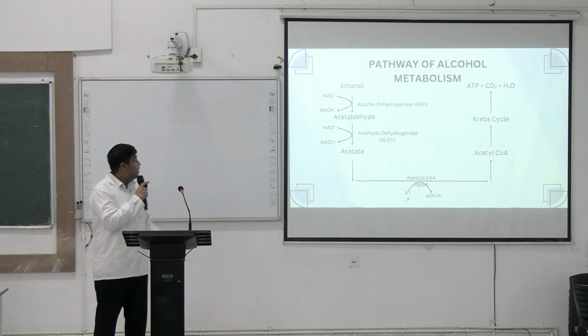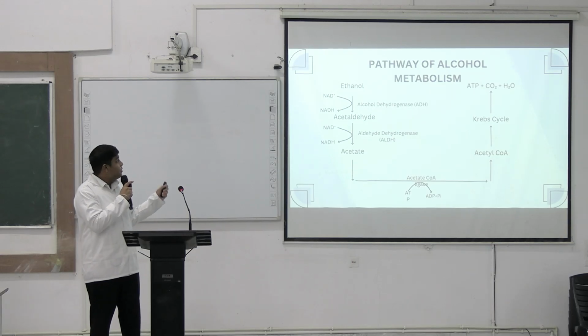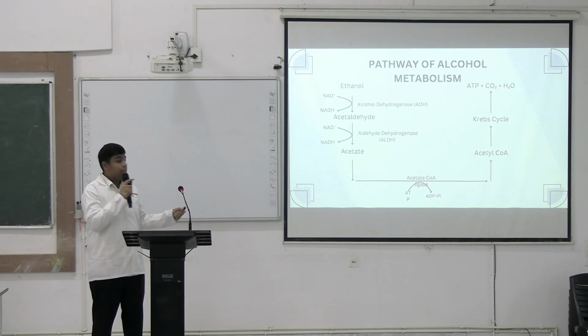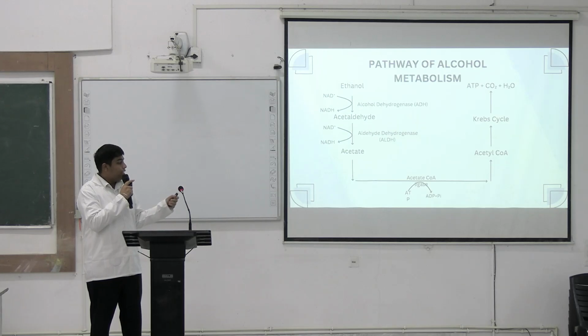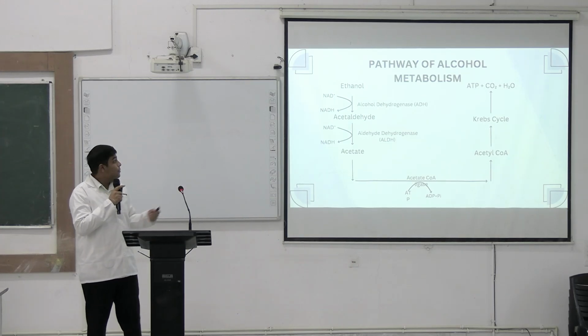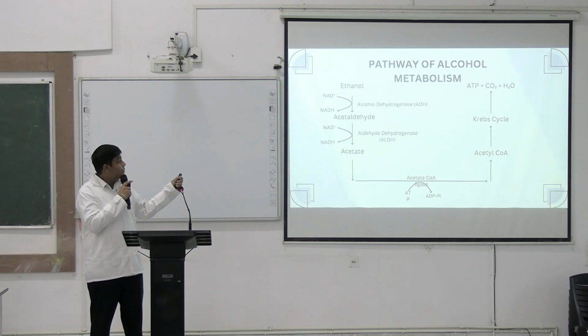Let's take a look at the pathway of alcohol metabolism. It starts with ethanol getting converted into acetaldehyde with the action of alcohol dehydrogenase, producing NADH. In the second step, acetaldehyde is converted into acetate due to the action of aldehyde dehydrogenase, again producing NADH. Then in the third step, acetate is converted into acetyl coenzyme A with the action of acetate coenzyme A ligase, producing ADP plus inorganic phosphate. Then acetyl coenzyme A, with the help of the Krebs cycle, produces ATP, CO2 and H2O.